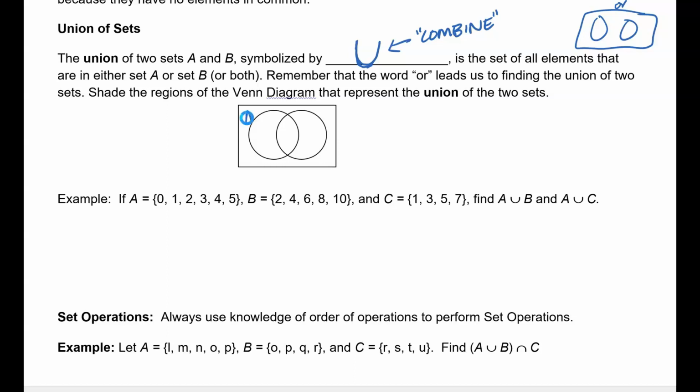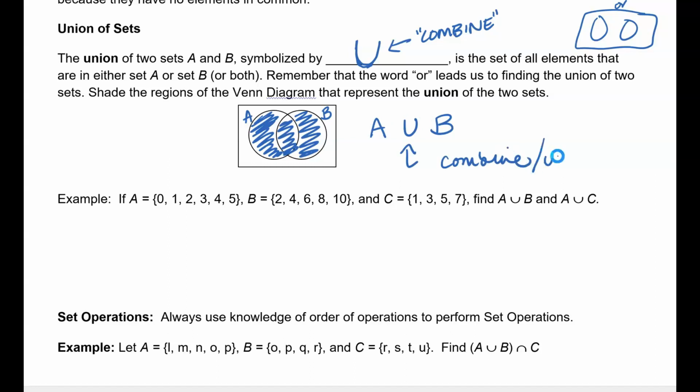So let's draw a picture. Let's call this circle A and this circle B. If we were to combine A and B, it would mean that we'd take anything that was in A, anything that was in B, and anything they have in common. So anything that's in that shaded region, that would represent A union B. And again, think combine together. And in words, we could say A or B.